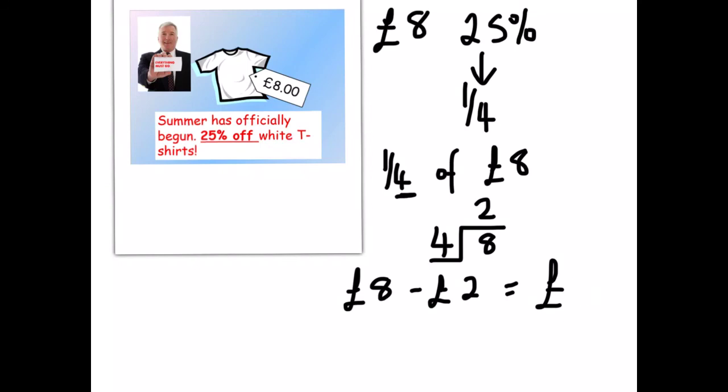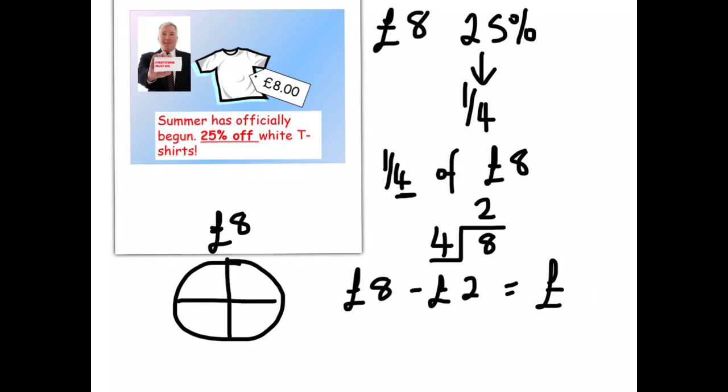If it helps to see that visually, the price of the whole thing was £8. We've just worked out that 1/4 of it is 2, each quarter being the same size. So they were taking away the cost of 1/4, which was 25%, leaving us the £6.